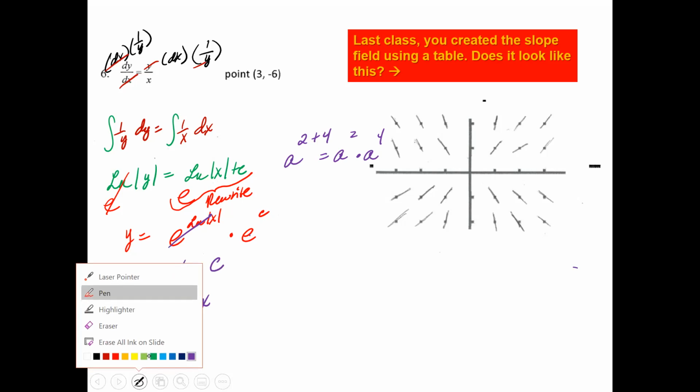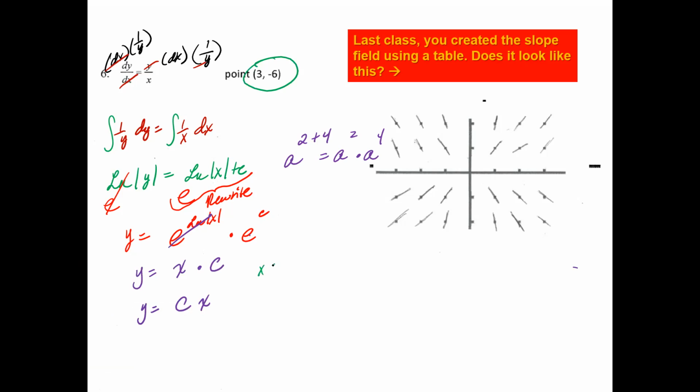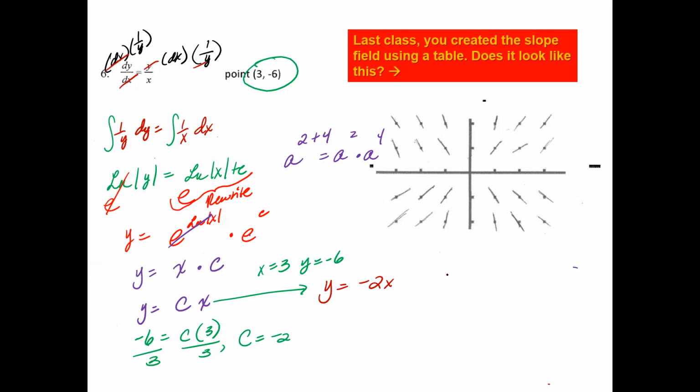And you're also given a point here. So x equals 3, y equals -6. So -6 equals c times 3. Divided by 3 on both sides, c equals -2. So rewriting this equation, y is equal to -2x. If I were to graph this, I would start at 0, go down 2 over 1, down 2 over 1, down 2 over 1. And this is the direction of my graph.